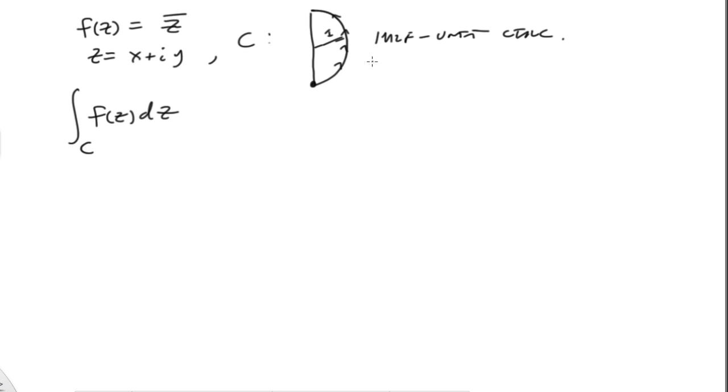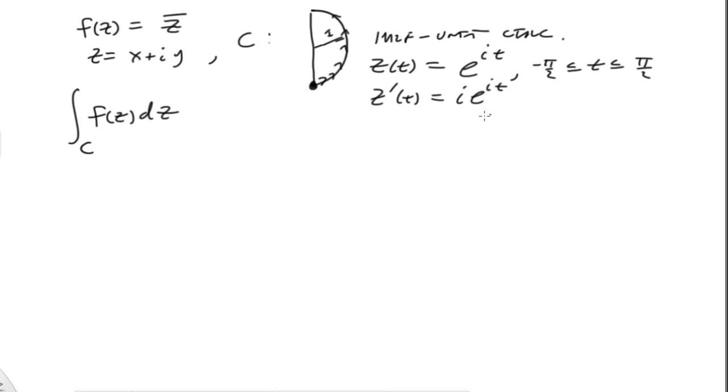So first of all, we need to find z of t. z of t is going to be equal to e to the i t. Then we have to have limits on our integral. We're going to start at negative pi over 2. That puts us down here at the start. And we're going to go all the way up to pi over 2. And then what's our z prime? z prime of t, we can write down as i e to the i t.